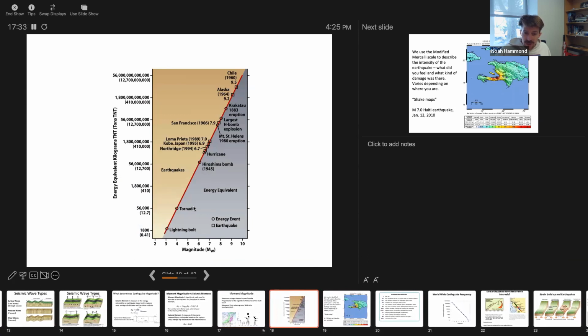And here's another plot of the amount of energy that gets released by certain earthquakes. The y-axis here is equivalent tons of TNT that would explode. So the San Francisco earthquake of 1906, which caused most of the city of San Francisco to be destroyed, is equivalent to the largest hydrogen bomb that was ever detonated.